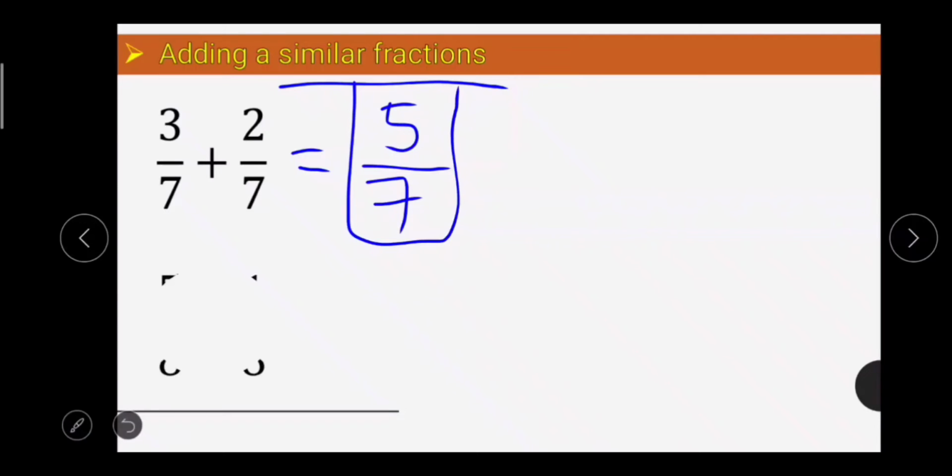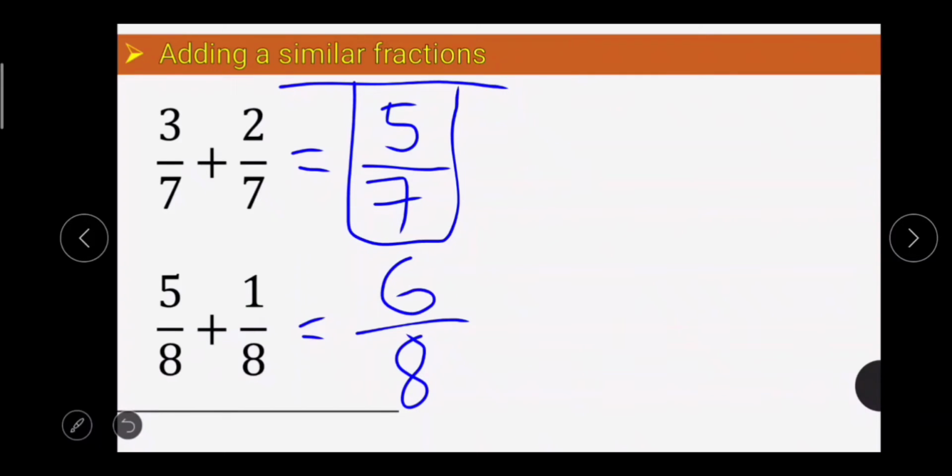Number 2. We have 5 over 8 plus 1 over 8. Again, copy the denominator, then add the numerator. We have 5 plus 1, so we have 6 over 8. Is 6 over 8 our final answer? No, because it needs to be simplified.